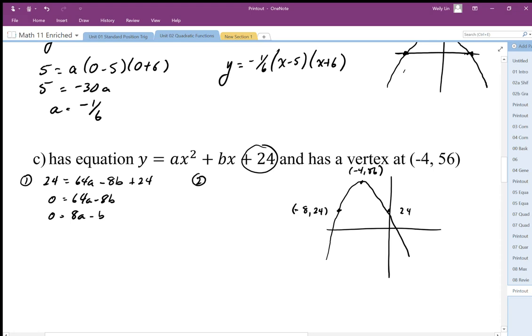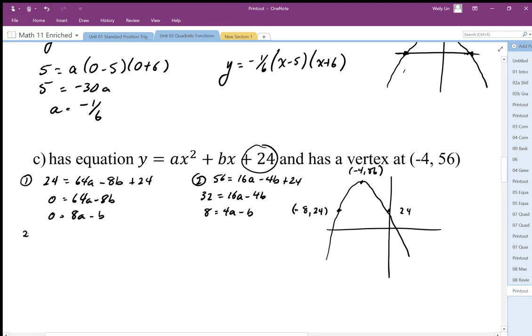I can come up with a second equation by plugging in 56. When x is -4, I get 16a minus 4b plus 24. So that's going to be subtract 24, so that's going to be 32 is equal to 16a minus 4b. Divide everything by 4 to simplify that equation. So I end up with 4a minus b equals 8. So I have my system of equations.